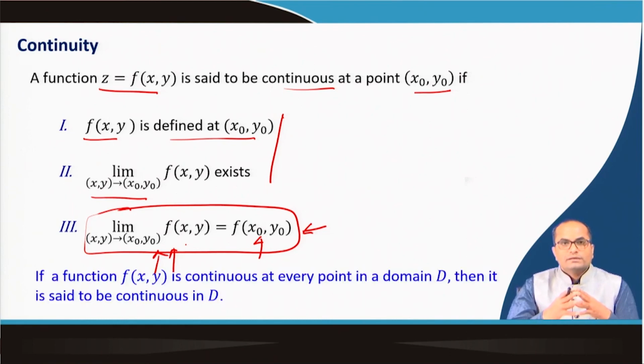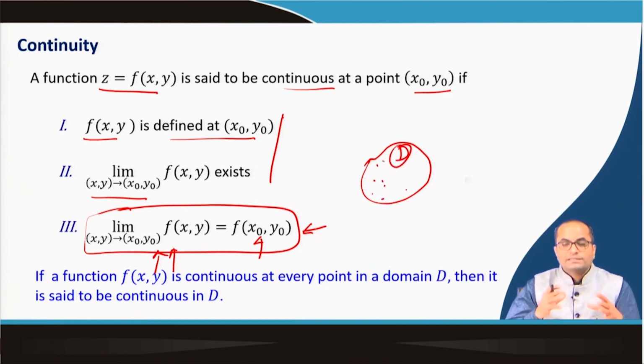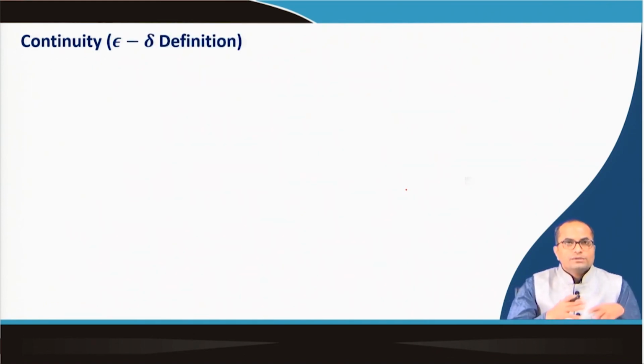So, if a function f x y is continuous at every point in a domain, then it is said to be continuous in that domain D. So, sometimes we have to prove that the function is continuous in a given domain D, then at each and every point, if the function is continuous, then we call that the function is continuous in that domain D. Coming to this continuity, so epsilon delta definition, because this is basically the limit.